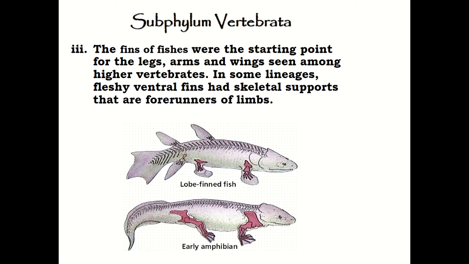Next are fins for fishes. The fins of fishes are the starting point for the legs, the arms, and the wings seen among the higher vertebrates. In some lobe-finned fishes, the fleshy fins had skeleton support that was the forerunner of the limbs.